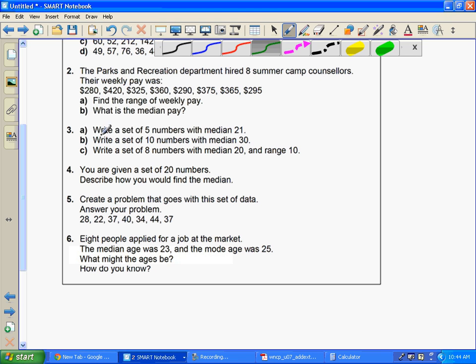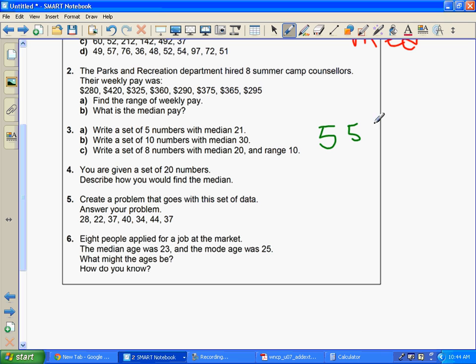Now, when you're asked to write a set of numbers that have a certain median or a certain mean, one of the easiest ways to do it is, let's say you had to write 10 numbers with a mean of 5. In other words, they all have to average out to 5. Well, if I had to put, let's say, 5 numbers that averaged out to 5, the easiest would be to just do 5, 5, 5, 5, 5. You know all of these are going to average out to 5.